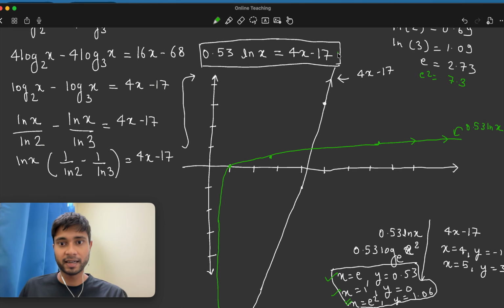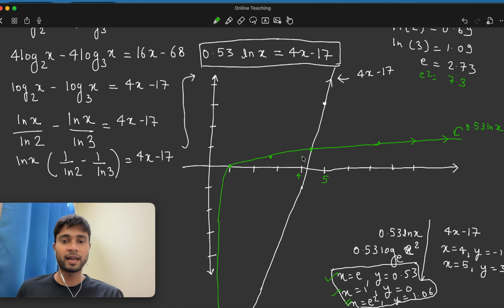Just by looking at the graph we can see this 4x minus 17, which was our right hand side. This white line is our right hand side. 0.53 ln x, this green curve is our left hand side. Now the left hand side and right hand side curves intersect somewhere here. This is between 4 and 5. 1 2 3 4 5, yes. So we can now roughly tell the value of x lies between 4 and 5.